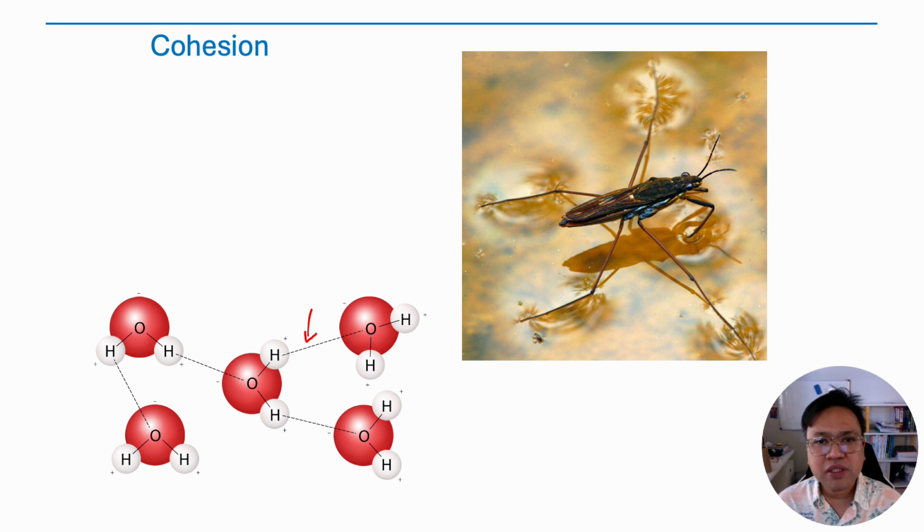Water's cohesive properties are primarily due to its ability to form hydrogen bonds. Each water molecule can form up to 4 hydrogen bonds with neighboring water molecules, creating a network of interactions that gives water its unique behavior. Take note that water molecules can form up to 4 hydrogen bonds with other water molecules.